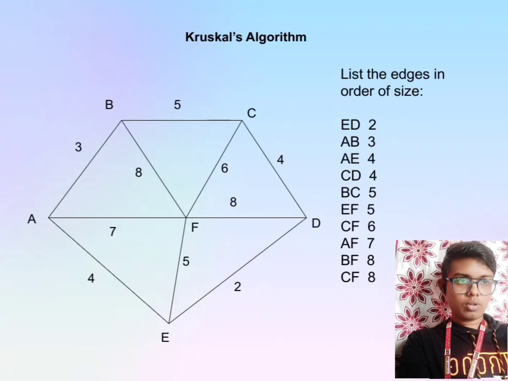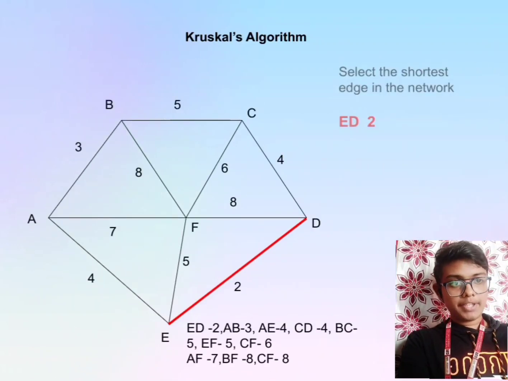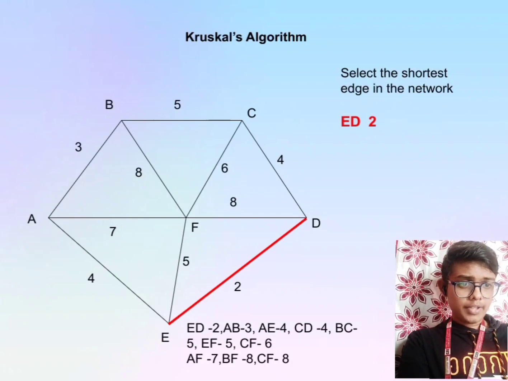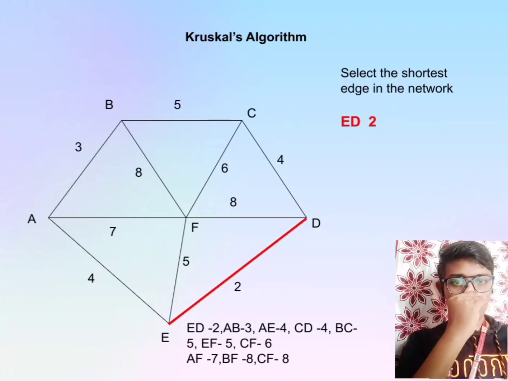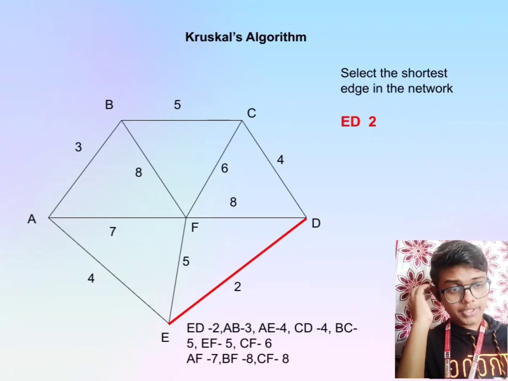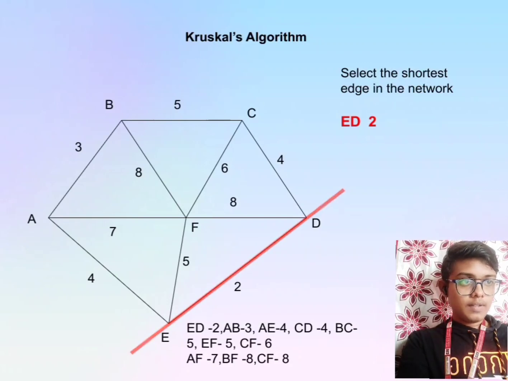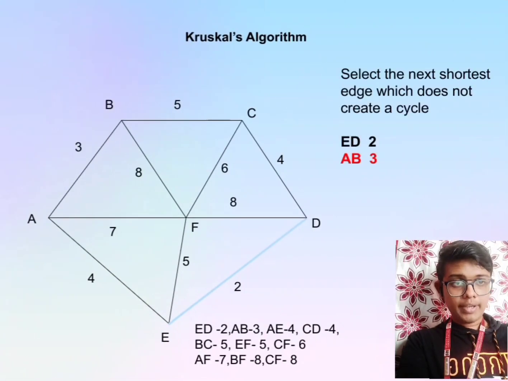Now let's solve this. We have to add the shortest edge to the spanning tree. In the figure below, I have mentioned all the edges from lowest cost to highest cost. First we connect the shortest edge, which is ED. Let's see in the figure, I have connected ED. Next we connect AB. See in the figure, I have connected AB. Next shortest edge is AE.